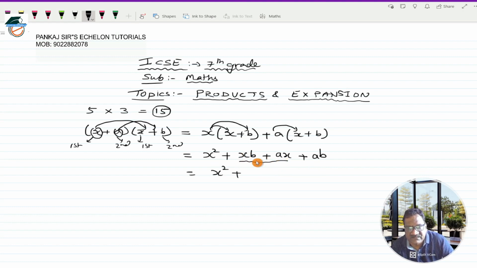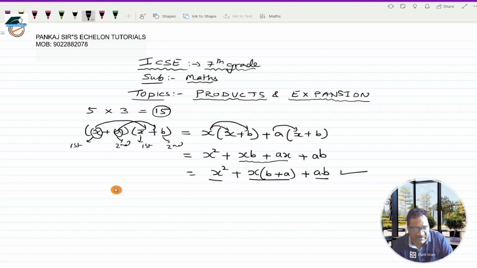In these two terms you can see that x is common, so I'll take x common out and I'll write b plus a, plus ab. So this is the expansion. Now here we have to end the expansion because further we cannot do anything about this. We are getting three terms, 1, 2 and 3. So we are getting the expansion of this product, right? This is the way you have to do the expansion.